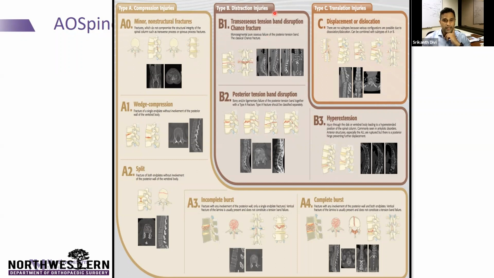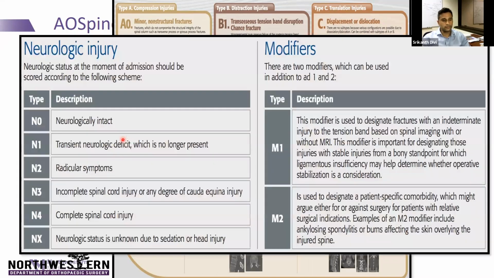Type B are tension band injuries or distraction type injuries. So this gives higher weighting to possible ligamentous injury. And then obviously type C injury is like a dislocated spine. So that should be kind of at your forefront for intervention. Immediately, if you see a type C injury, you got to act on that. There's also different modifiers.